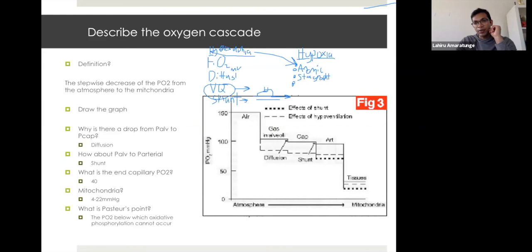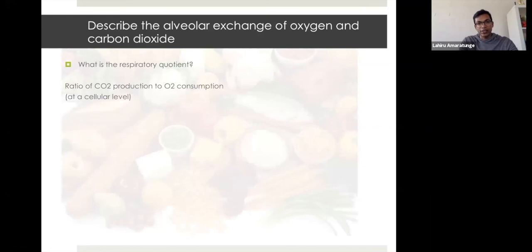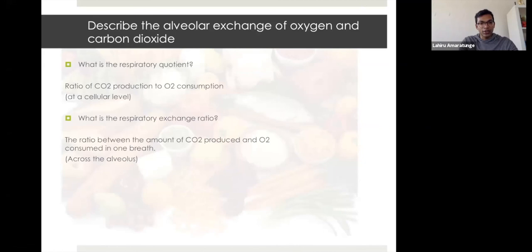What is the respiratory quotient? So through this, the respiratory quotient is the ratio of CO2 production to O2 consumption, at a cellular level, whereas the respiratory exchange ratio is a ratio between the amount of CO2 produced and the O2 consumed in one breath. It's across the alveolus. This respiratory exchange ratio is fundamentally easier to measure, and it's often the thing that people quote. But when we talk about this, it can be used to estimate the respiratory quotient; after enough measurements of this, it will roughly equal the respiratory quotient.